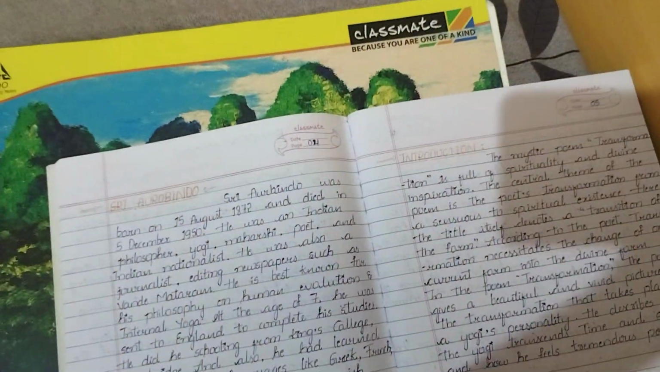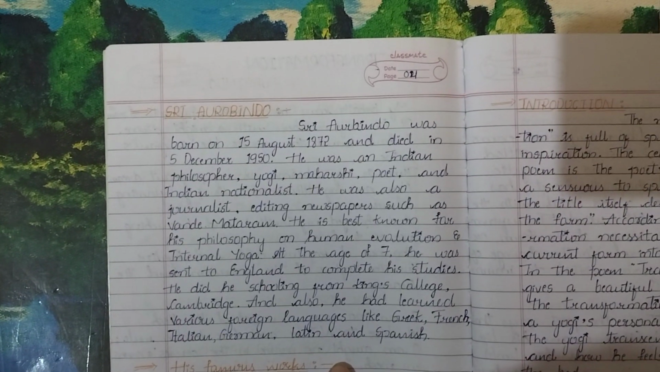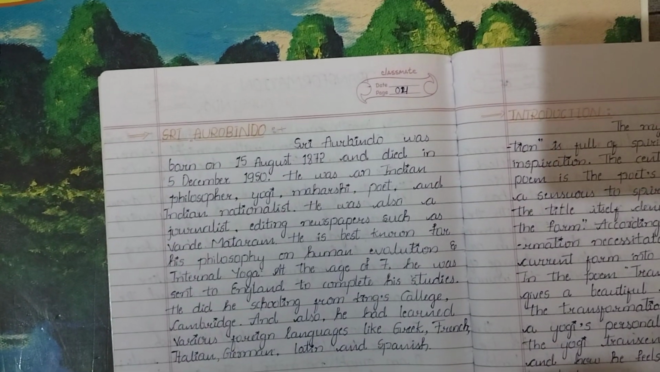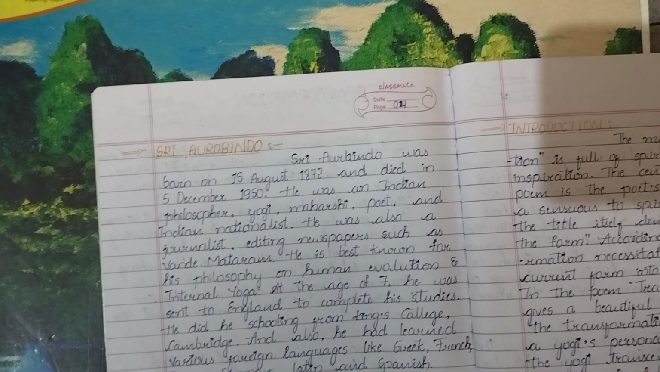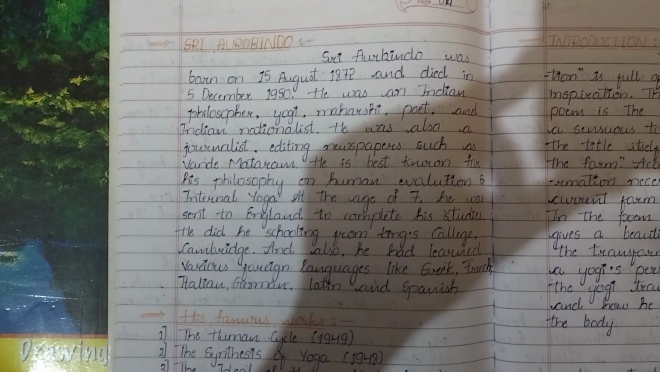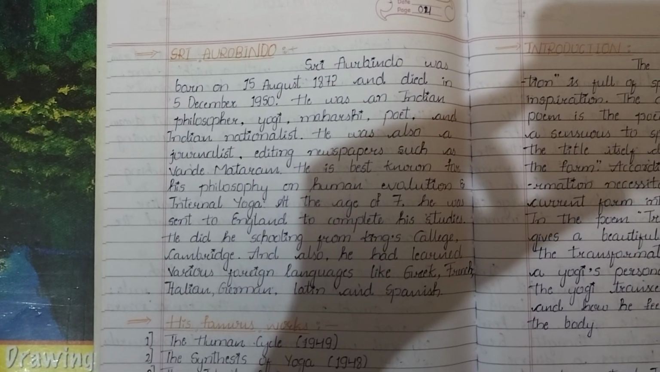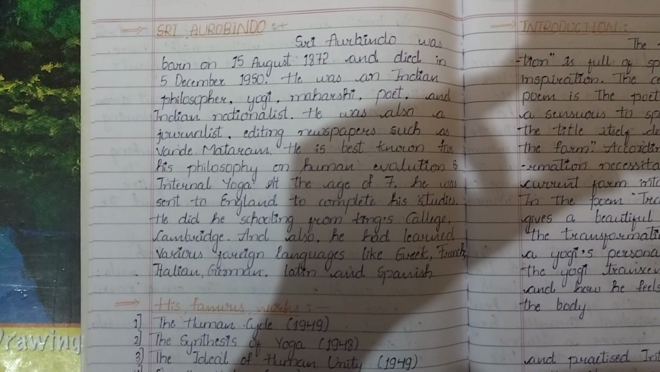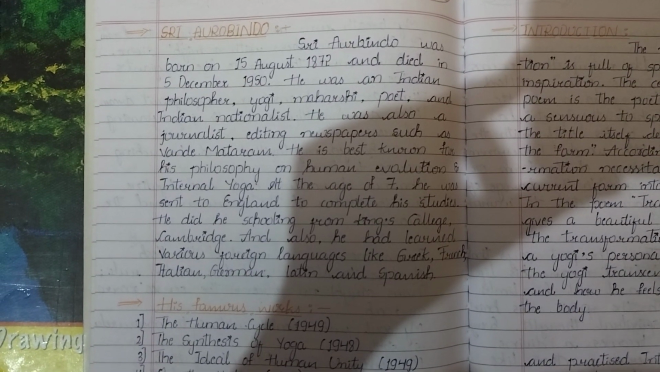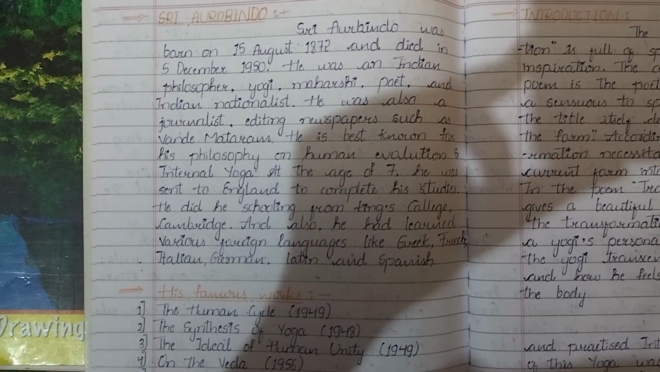तो इसका आंसर, ये पोएम को कुछ इस तरह से लिखा था मैंने. फर्स्ट आपको लिखना पड़ेगा श्री अरविंदो का थोड़ा सा इंफॉर्मेशन. लाइक श्री अरविंदो was born on 15th August 1872 and died on 5th December 1950. He was an Indian philosopher, yogi, Maharshi, poet, and Indian nationalist. He was also a journalist, editing newspapers such as Vande Mataram. He is best known for his philosophy on human evolution and integral yoga.